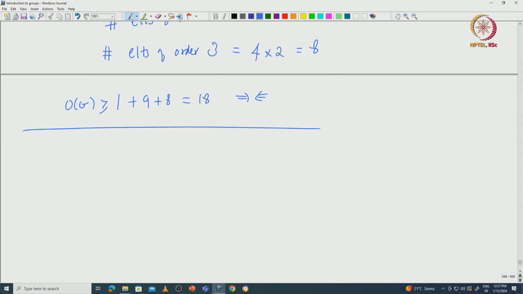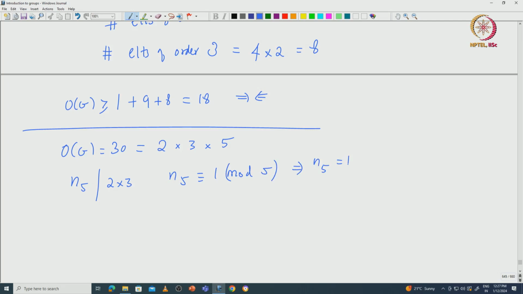Similarly, let us look at another group, say a group of order 30, which factors as 2 times 3 times 5. Now look at n5. n5 divides 2 times 3, and n5 is congruent to 1 modulo 5. This forces n5 to be either 1 or 6, because it cannot be 2, since 2 is not congruent to 1 modulo 5, and it cannot be 3, since 3 is not congruent to 1 modulo 5. So n5 is either 1 or 6.